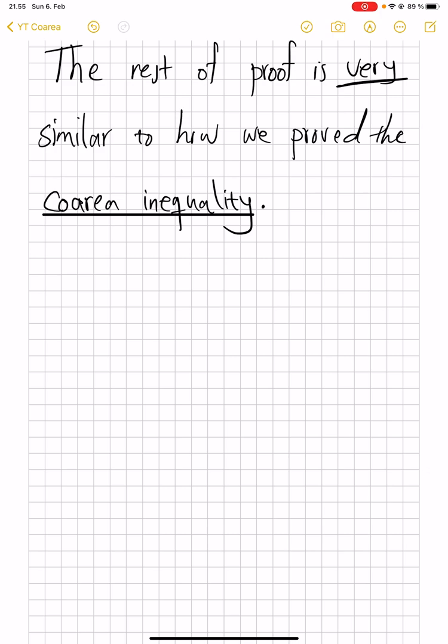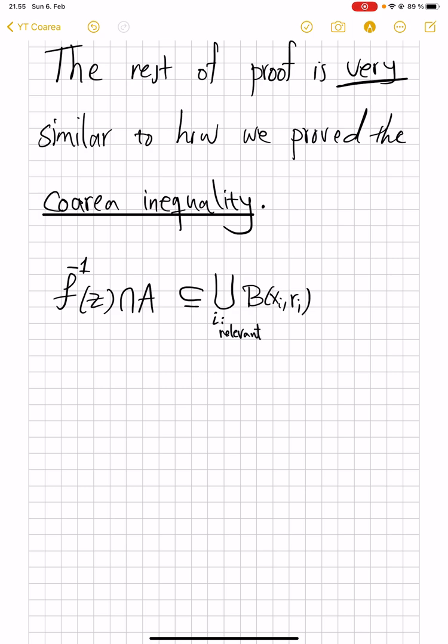Okay, so the observation in that proof was that f inverse of z intersected with the set A is covered, of course, by this union of B(x_i, r_i), because they cover all of A, so in particular its subset. But then we said i such that these are relevant for covering of this. And when is B_i really needed in covering this? That is when f inverse of z intersected with the ball of x_i, r_i is actually not empty. If it's empty, that means you don't need B(x_i, r_i) in the covering of that.